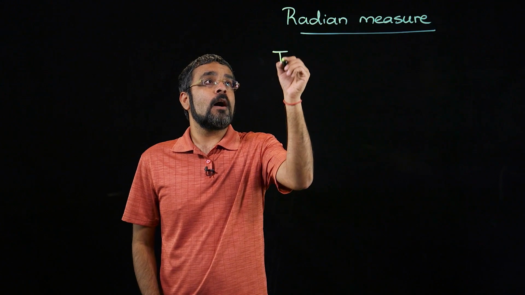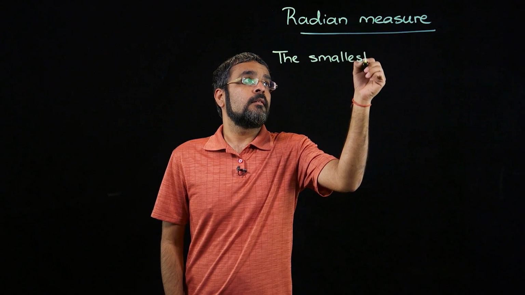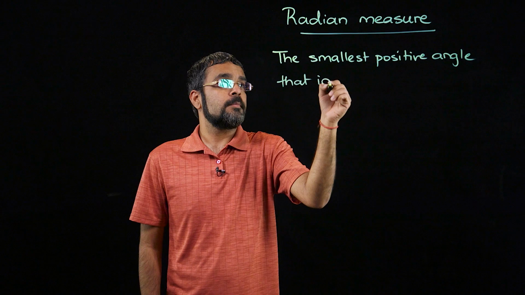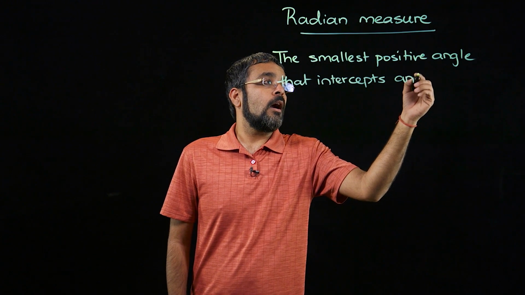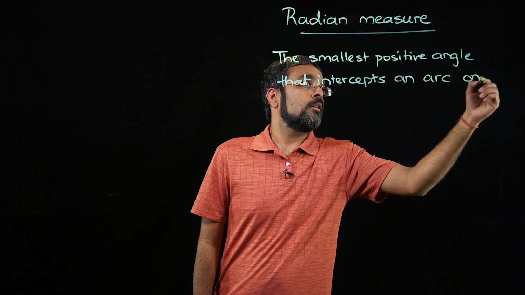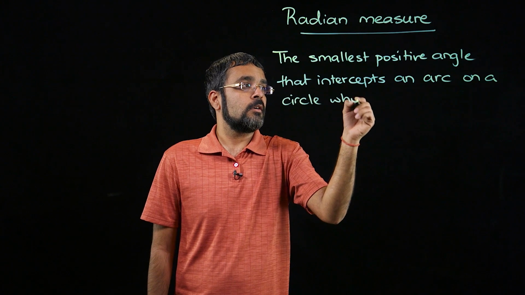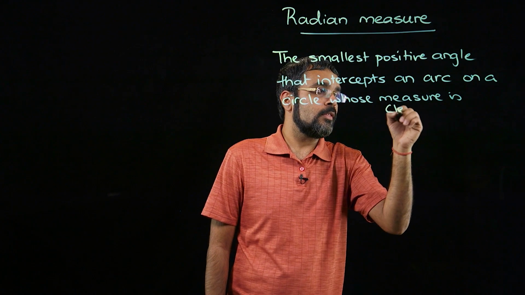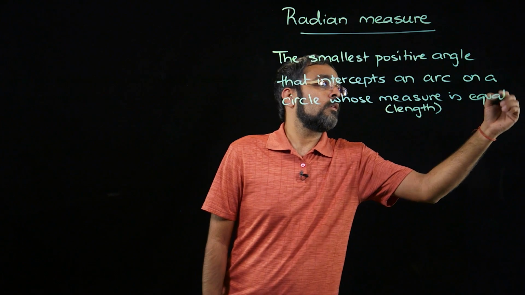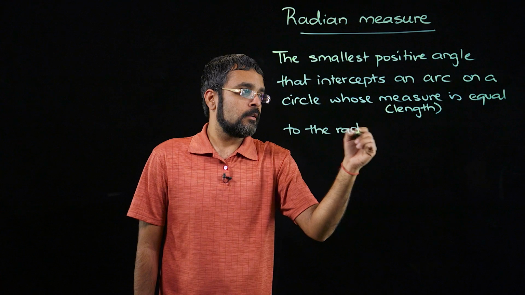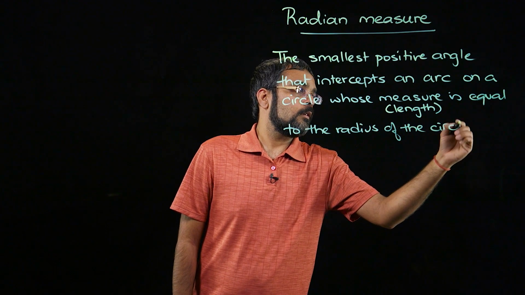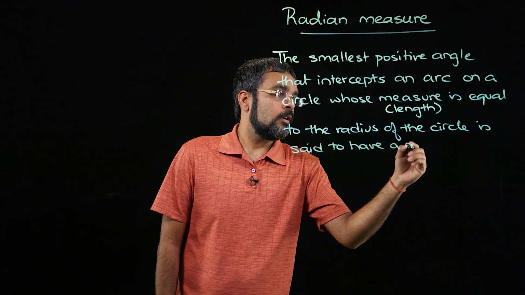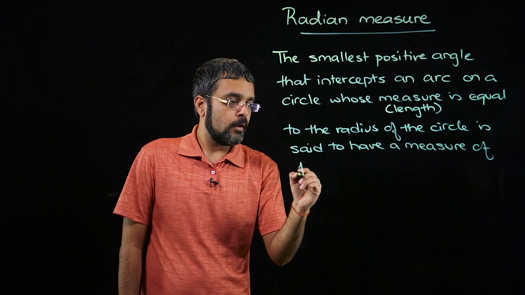So what's radian measure? The smallest positive angle that intercepts an arc on a circle whose measure, or whose length, I'm going to say length, is equal to the radius of the circle, is said to have a measure of 1 radian.